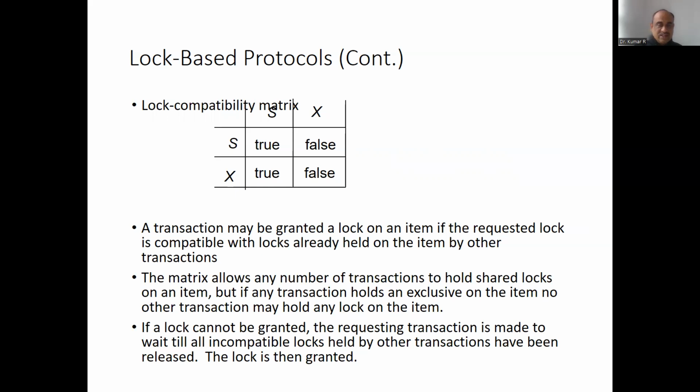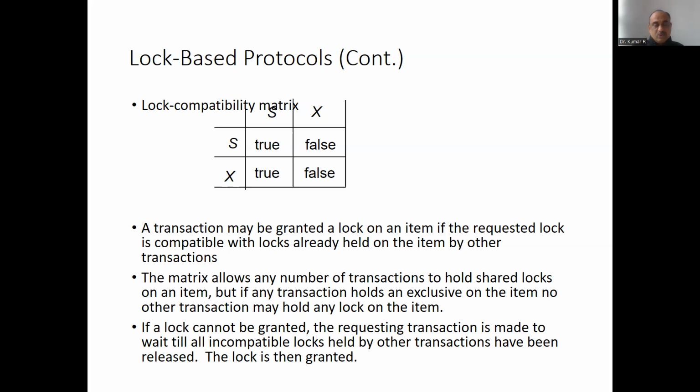When an exclusive lock is there, you cannot give a shared lock, and it cannot be given an exclusive lock either. That is the thing. A transaction may be granted a lock on an item if the requested lock is compatible with locks already held on the item, as shown by the example in the matrix.